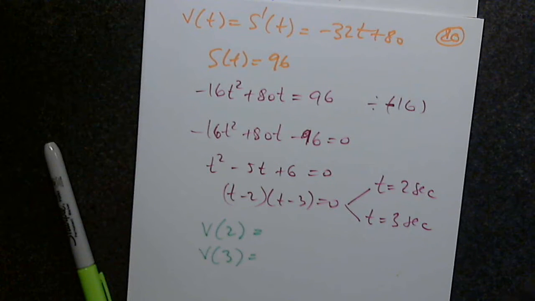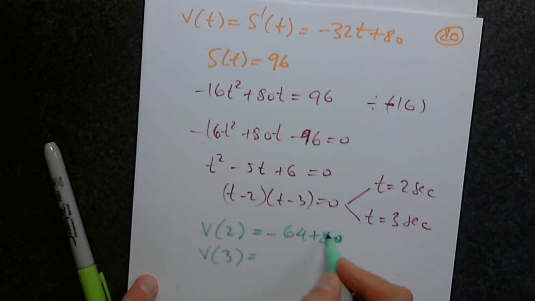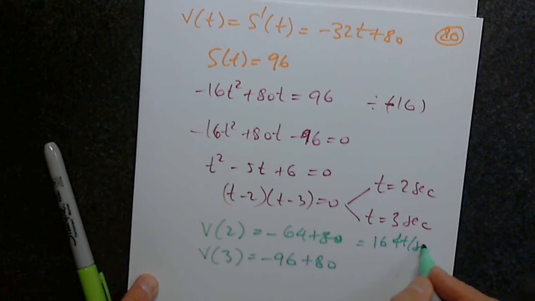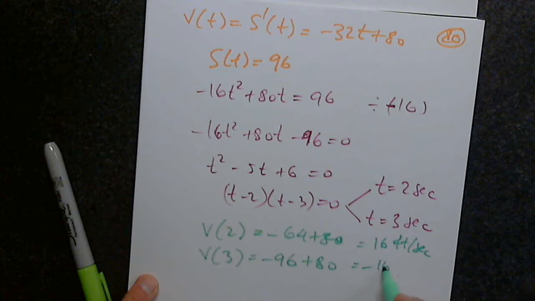So v of 2 is negative 64 plus 80, and v of 3 is negative 96 plus 80. So this one is 16 feet per second, and this one is negative 16 feet per second. Now you understand that the symbol in front of it, which is the negative or positive, has nothing to do with a negative velocity or a positive velocity.